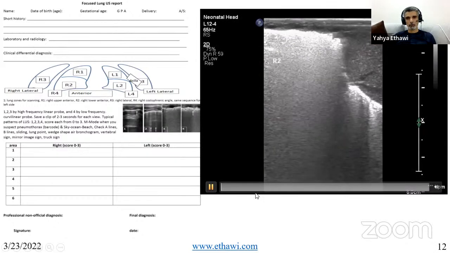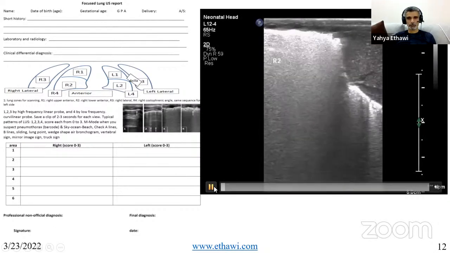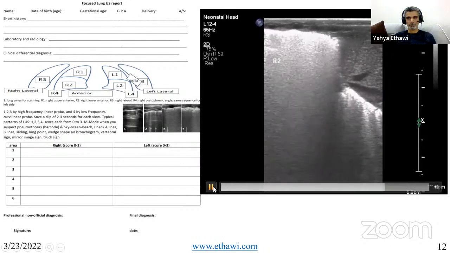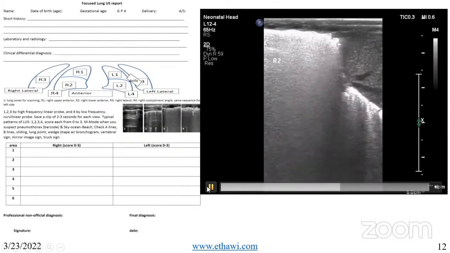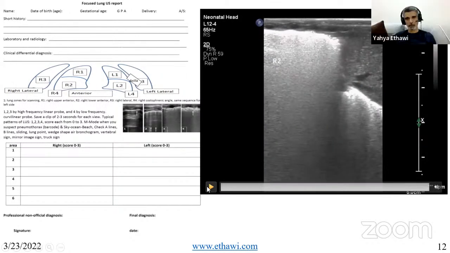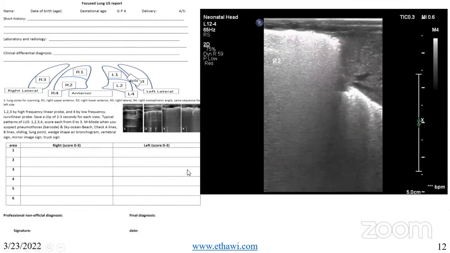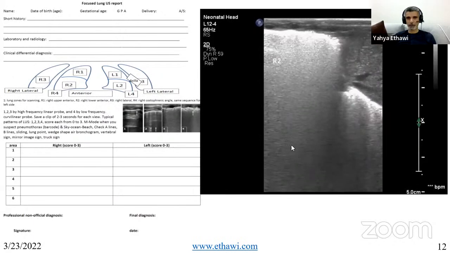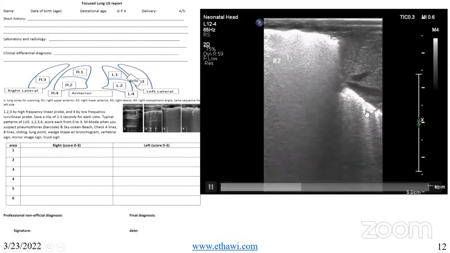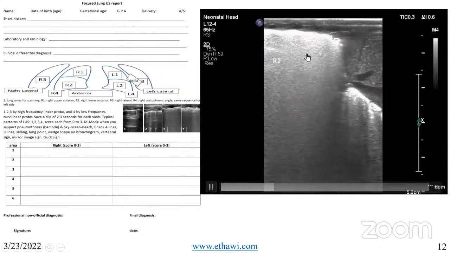Okay. So what about R2? Anybody want to comment? Again, we can see a thickened pleura, and we cannot differentiate the lower pleura from the B lines. So we can comment that it's subpleural consolidation. Yes, and you can see very dense B lines like water. Yes.